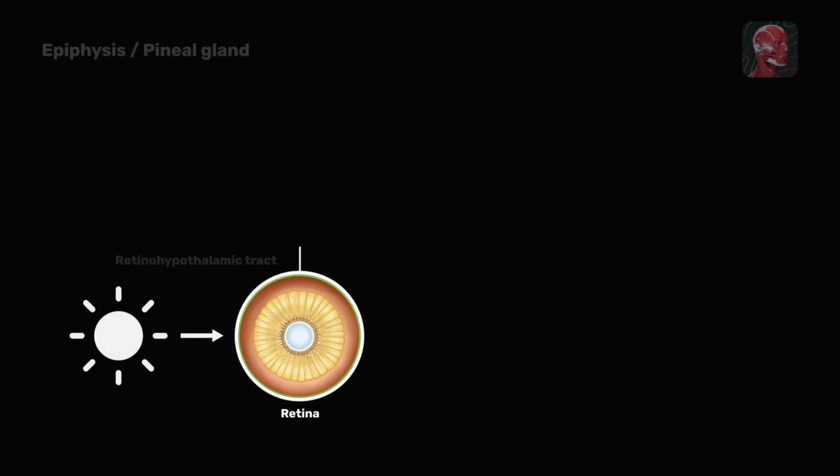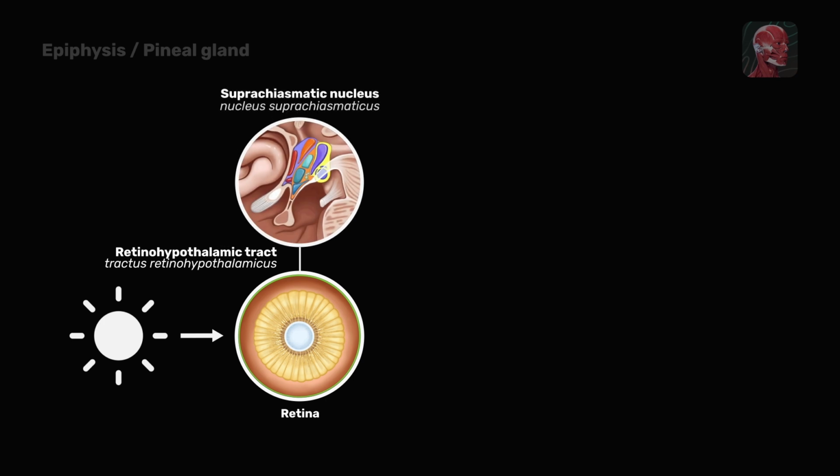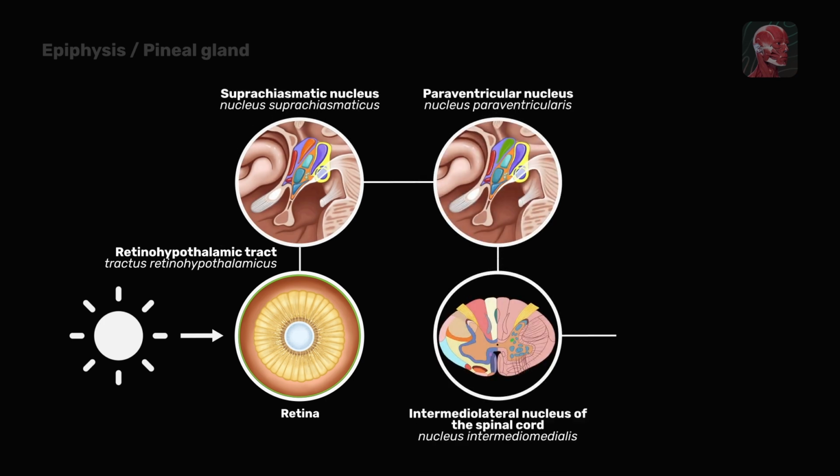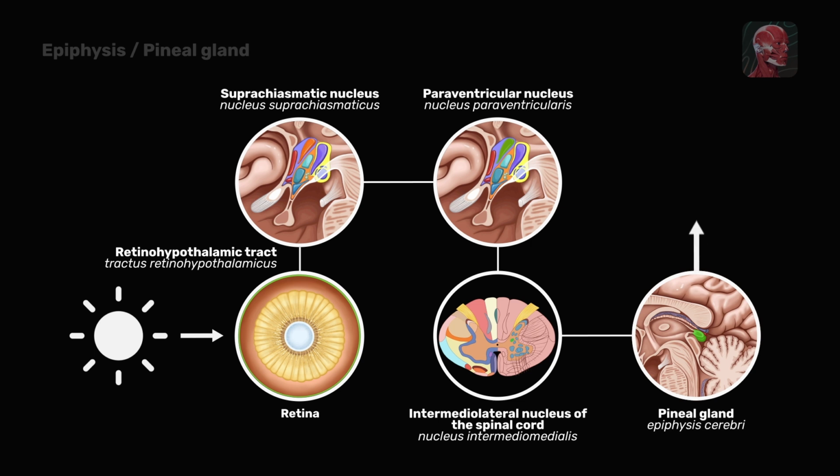Let's delve deeper into the function of the pineal gland. As mentioned earlier, it secretes the hormone melatonin, which is a derivative of serotonin. This hormone regulates the so-called circadian or cyclic rhythms in our body, in particular the sleep-wake cycles.